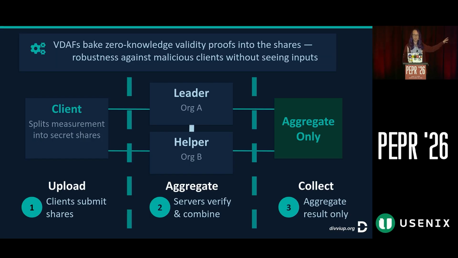Next, you aggregate. So the leader and the helper jointly verify that the shares that they've received represent a valid measurement. That's the verifiable, the V part of VDAF. The servers can reject malformed inputs without ever actually seeing the underlying data. And then they aggregate and combine the valid shares. And so third, you collect only that final aggregate, the sum, the count, the histogram. Only that is ever reconstructed. No individual contribution ever gets revealed.